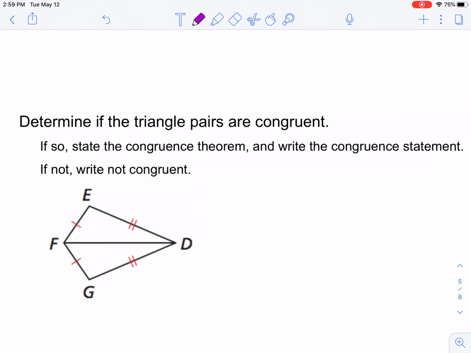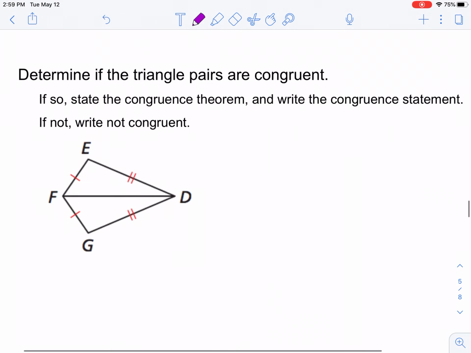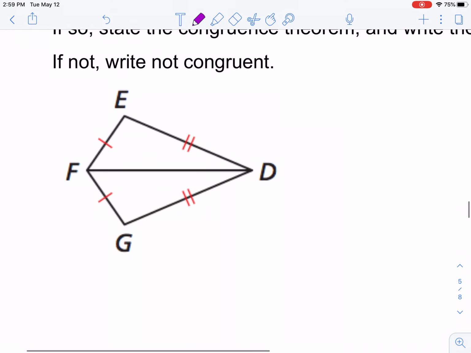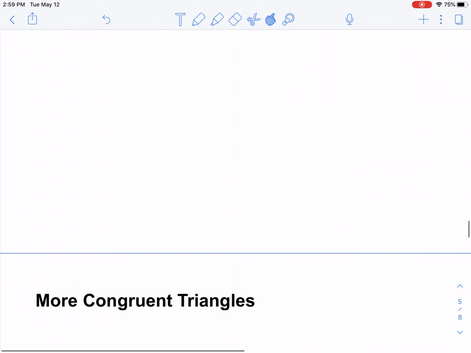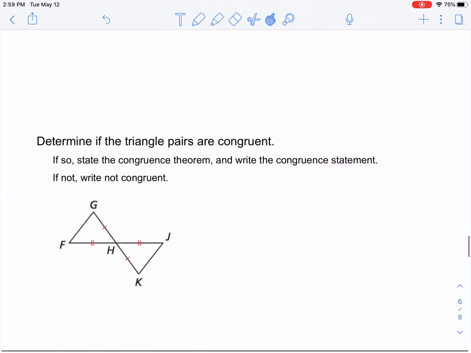Okay. Determine if they're congruent. If so, same type of thing. Looking at this, they share this third side here. So I would have my third pair of sides there, and then the reason these triangles are congruent would be side, side, side congruence. So I would write triangle FED is congruent to triangle FGD.